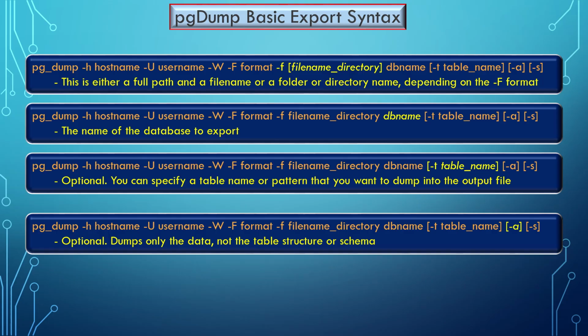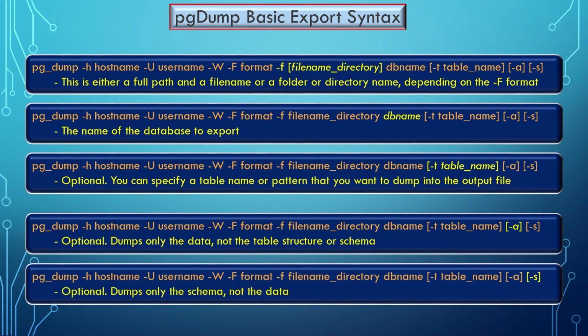The -a option is optional and dumps only the data, not the table structure or schema. The -s option is also optional and dumps only the schema, not the data.